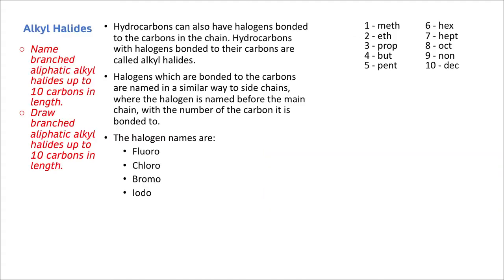We're just going to learn how to name alkyl halides. So what are alkyl halides? Hydrocarbons can also have halogens bonded to the carbons in the chain. Hydrocarbons with halogens on them are called alkyl halides.